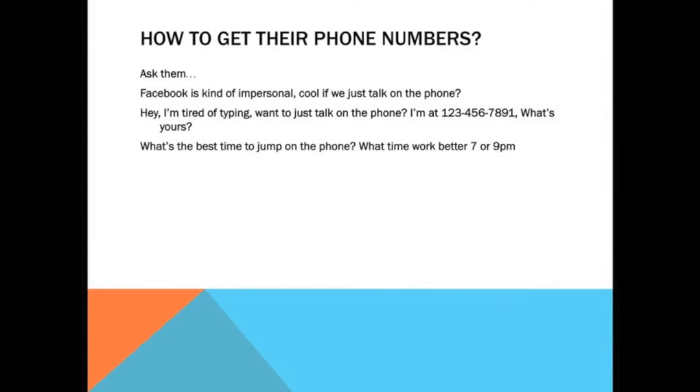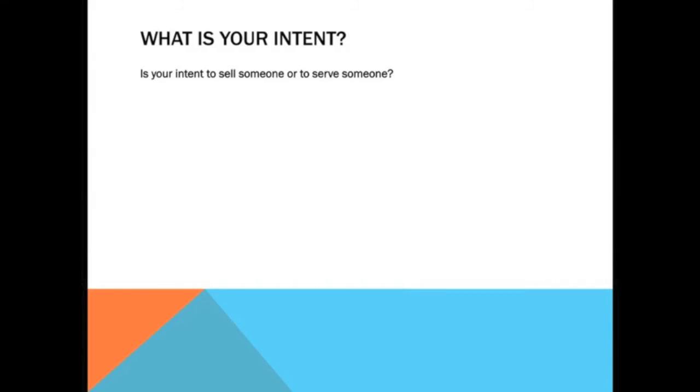What's the best time to jump on the phone? What time works better for you? 7 or 9 p.m.? All of those are ways to get people on the phone. But here's the question you need to ask yourself. What's your intent? Is your intent to sell someone, or is it to serve someone? You know, that's the question you have to ask yourself. Because you really want to be the person that comes from a place of service and a place of value.